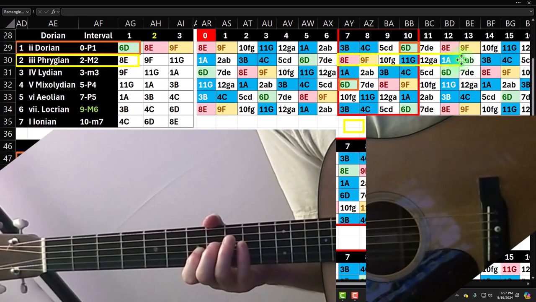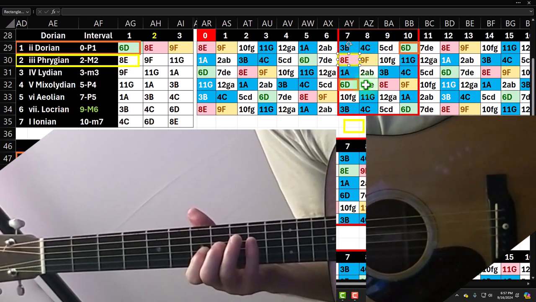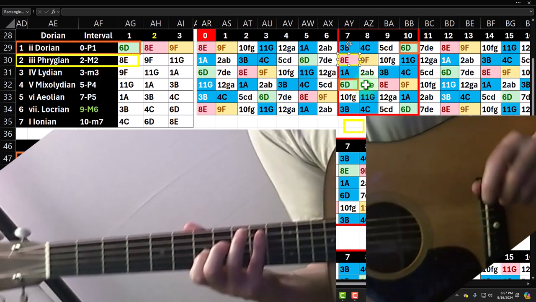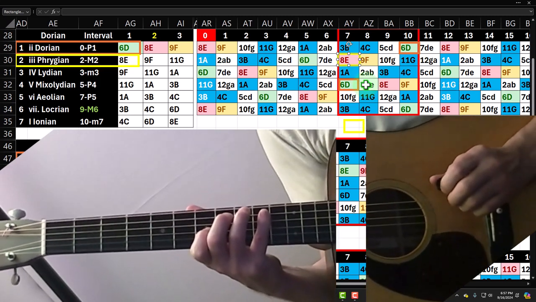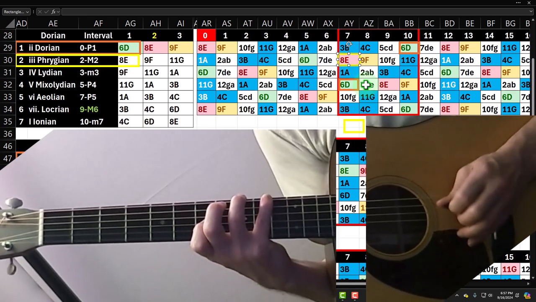intervals and just look at my shapes in this position. I'm so used to being in position one. I've been doing that for so long, it's kind of hard to be doing this up here because I keep wanting to go back, but that's the point. That's why I do it.